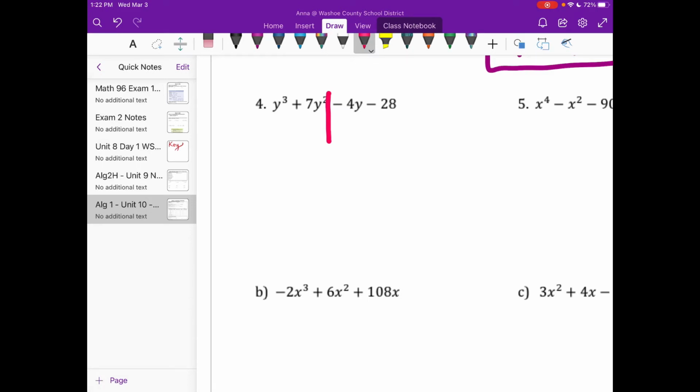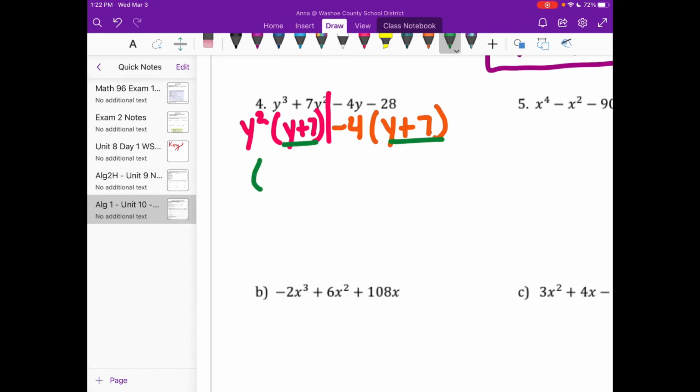So y cubed plus 7y squared, well, I can definitely take out a y squared. And I'm left with y plus 7. Okay. Now my goal is to get matching, so hopefully I can. So negative 4y minus 28, well, I can definitely take out a negative because I don't like them in the front. So take out a negative and a 4. So then I'm left with y plus 7 again. Okay. The matching goes in one parenthesis, so y plus 7. And then in my other parenthesis, I'm going to have y squared minus 4.